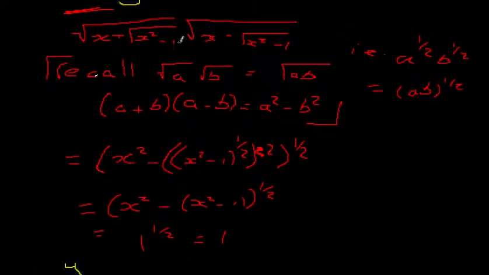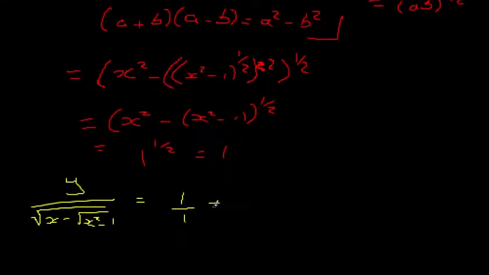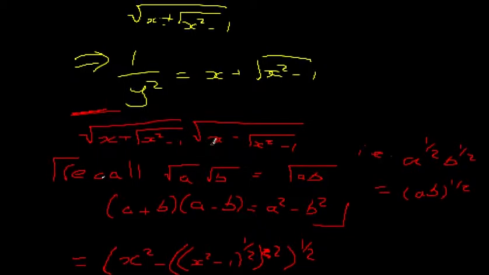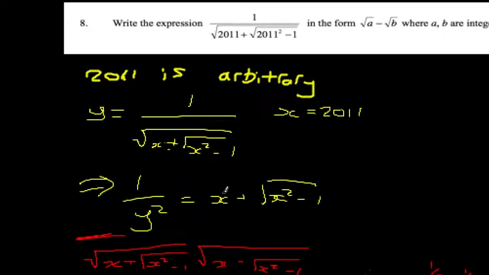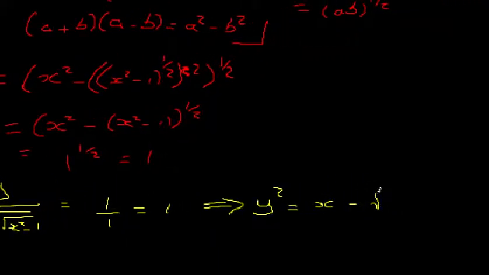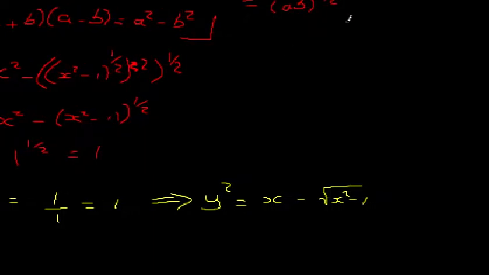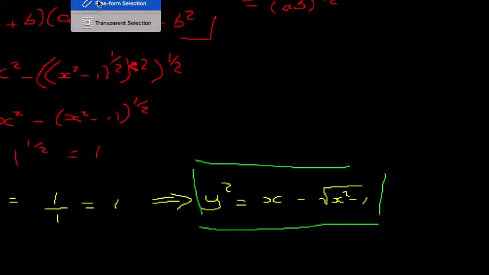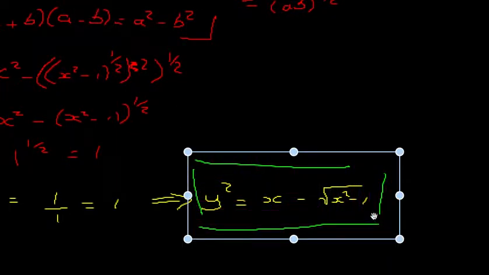We're just multiplying; maybe I should write it as 1 over 1 is 1, because the denominator is just this, if you look here. So we have this fact as well, which means that, again, we'll write this in a nicer form: y squared is x minus root x squared minus 1. So we have two nice facts here. We have this one, y squared is x minus root x squared minus 1. Let me just copy them up here.